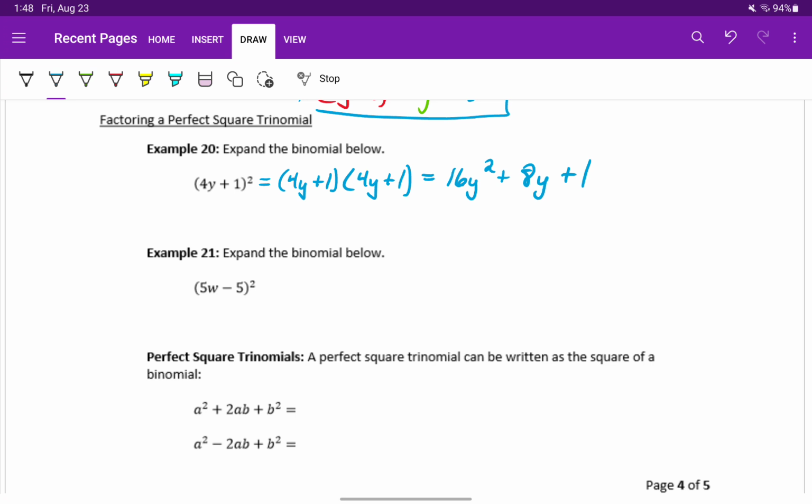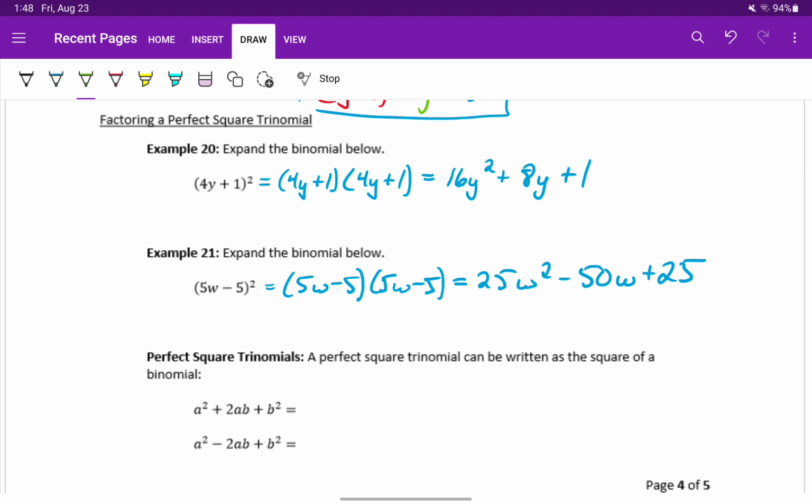In example 21, we can do the same thing, keeping in mind that squaring this quantity means to take that quantity times itself, and then we'll FOIL again to get 25w squared minus 50w plus 25.